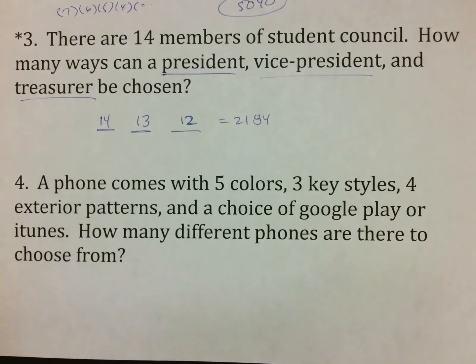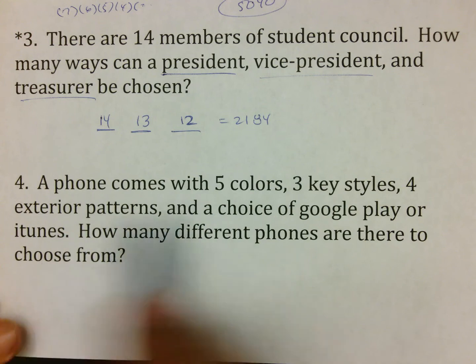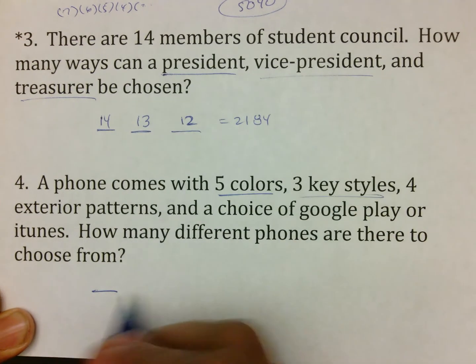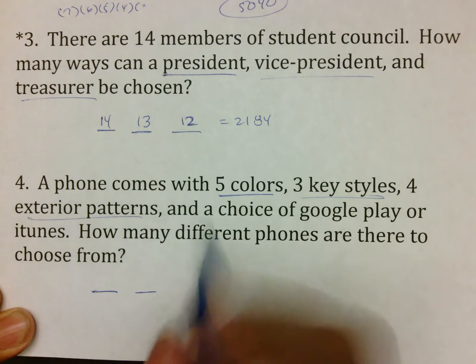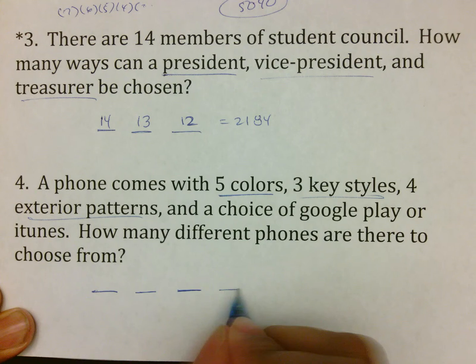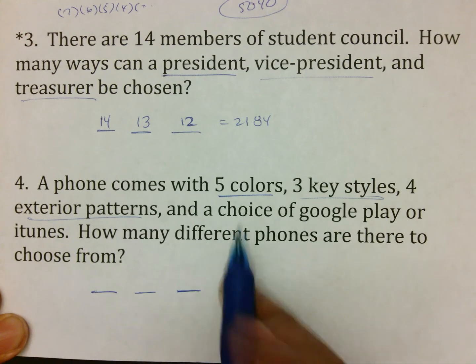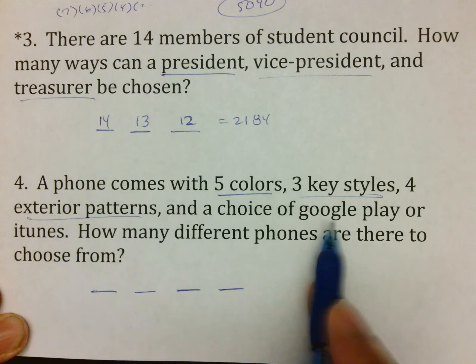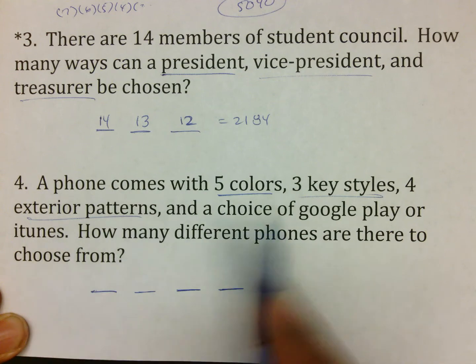Another general decision. A phone comes in 5 colors, 3 key styles, 4 exterior patterns, and a choice of Google Play or iTunes. How many different phones are there to choose from? In this situation, again, you are making a choice on the color. You're making a choice on the key style. You're making a choice on the exterior pattern, and then you're making a choice on whether you want Google Play or iTunes. So 4 choices. You're choosing the color, the key style, the exterior pattern, and what you want in terms of your app decision.